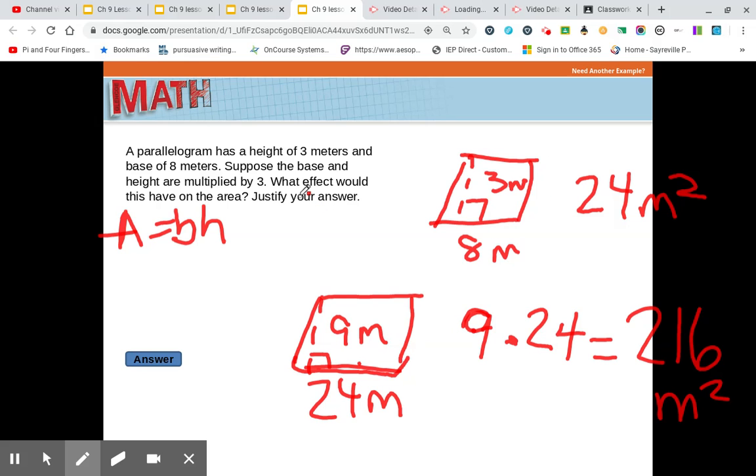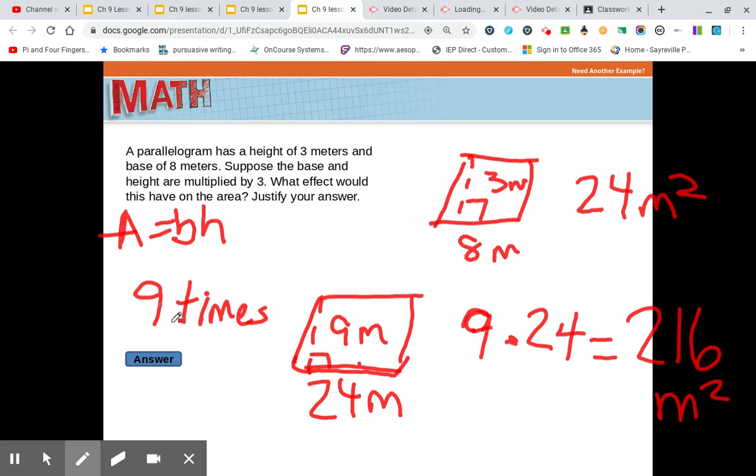So now if you're looking for the effect between the areas, you're going to take your 216 and divide it by 24, and your answer is going to be 9. So the effect is 9 times as large. Simply take what they're telling you here and square it. 3 squared is 3 times 3, which is 9 times.